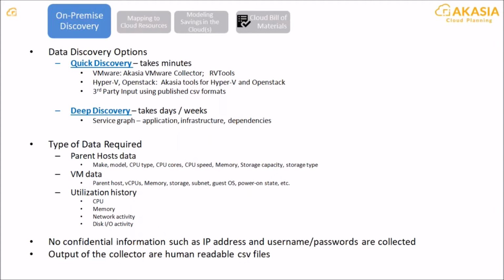In situations where perhaps the customer's environment is very old and they don't have monitoring solutions, what we do is deep discovery. So deep discovery takes days and weeks, and it's a little bit more involved. And at the end of deep discovery, we're able to see a service graph that includes the application, infrastructure, the dependencies between the applications as well. The type of data we require is mainly around the infrastructure, so the make model of the host itself, the VM data, and the utilization history.